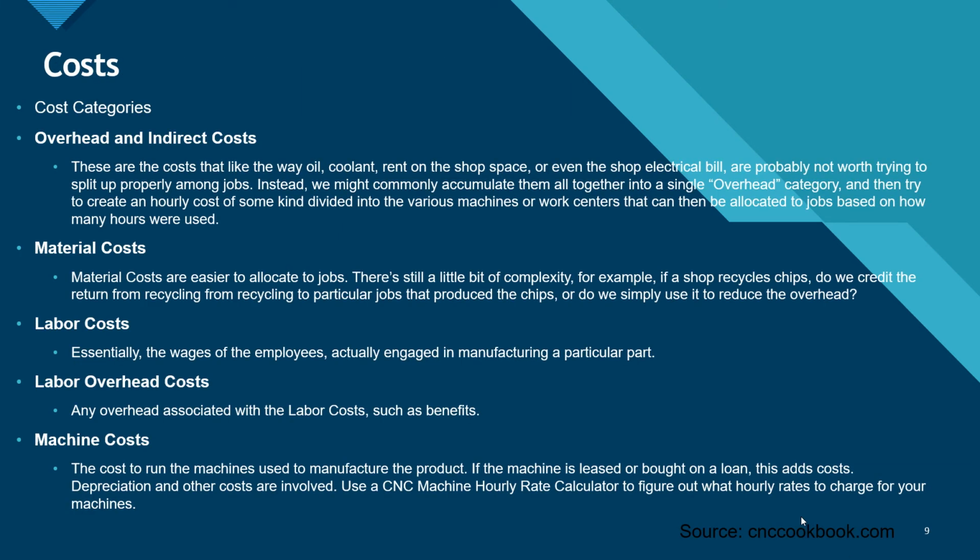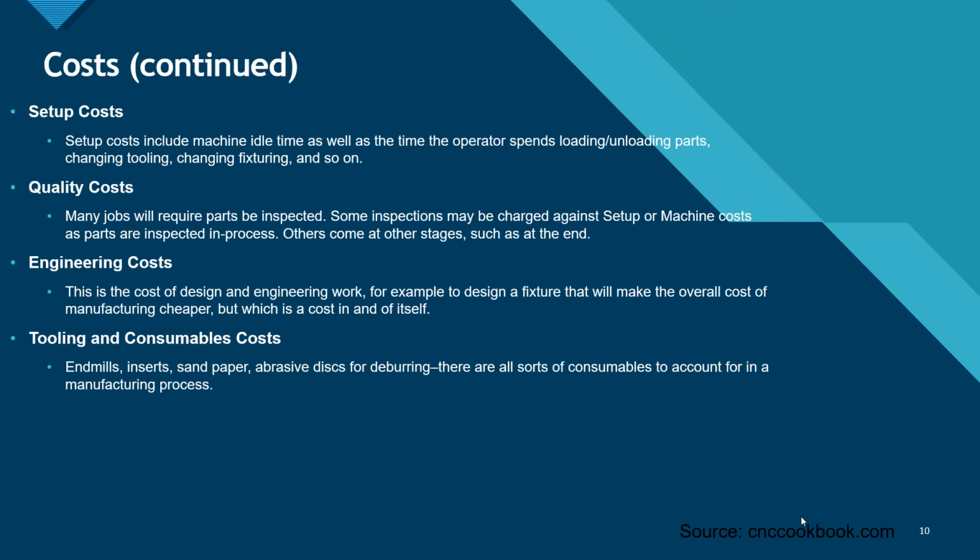When calculating the cost of traditional manufacturing, there are several categories to have a look at: overhead and indirect costs, material costs, labor costs, labor overhead costs, as well as machine costs. Both traditional and additive manufacturing will have setup costs, quality costs, engineering costs, and tooling and consumable costs. However, additive manufacturing costs are significantly less for these factors.